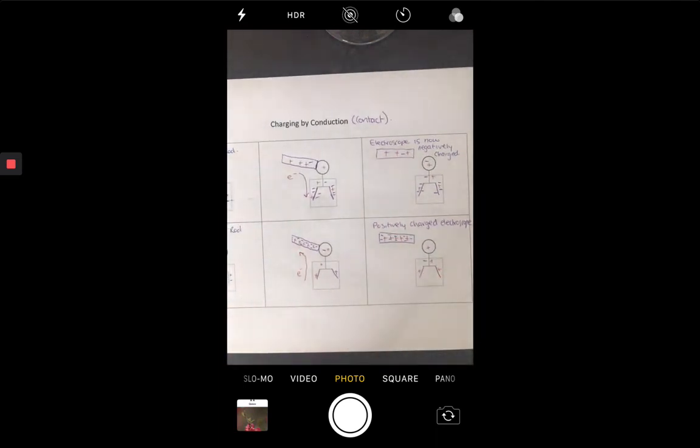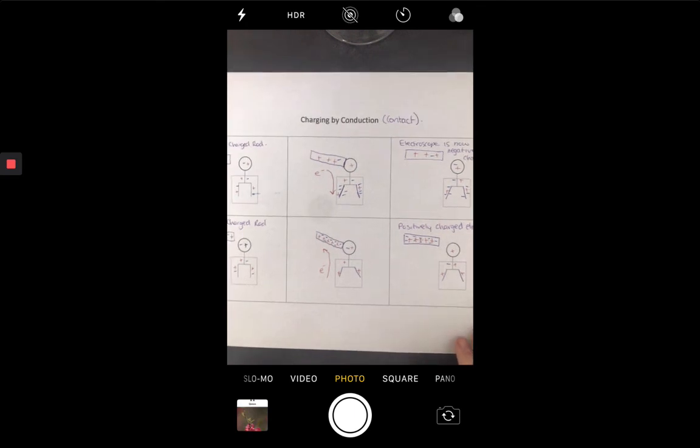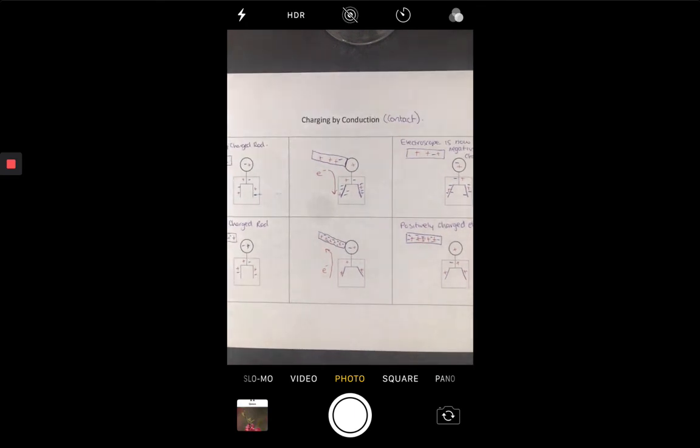So I hope that helped you clear some things up with charging by contact. In the next video, we'll look at charging by induction.